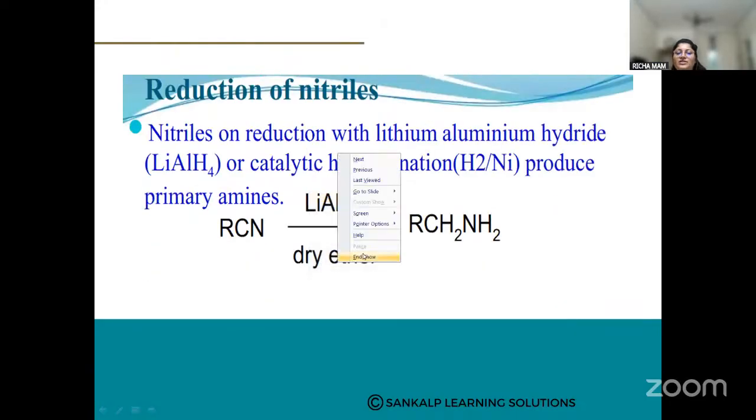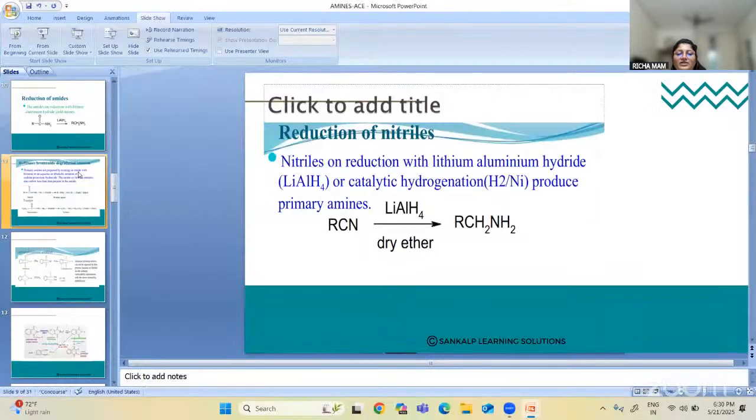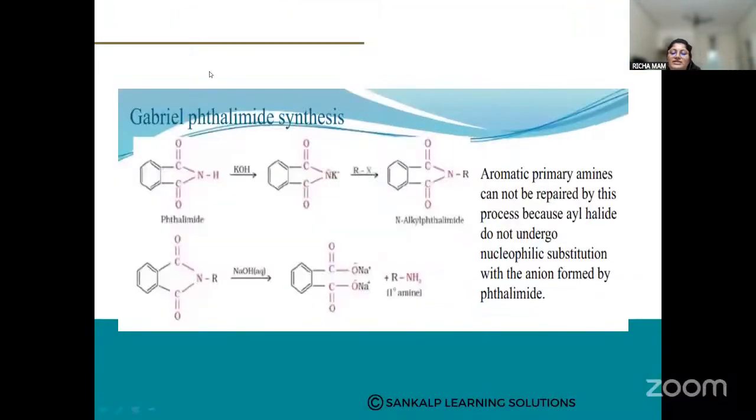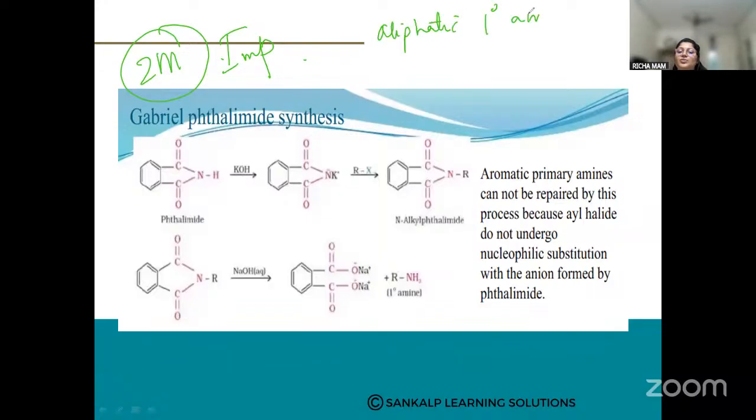Next, we are going to see the Gabriel phthalimide synthesis. Mark this also very, very, very important, students. This is used for the preparation of aliphatic primary amines.